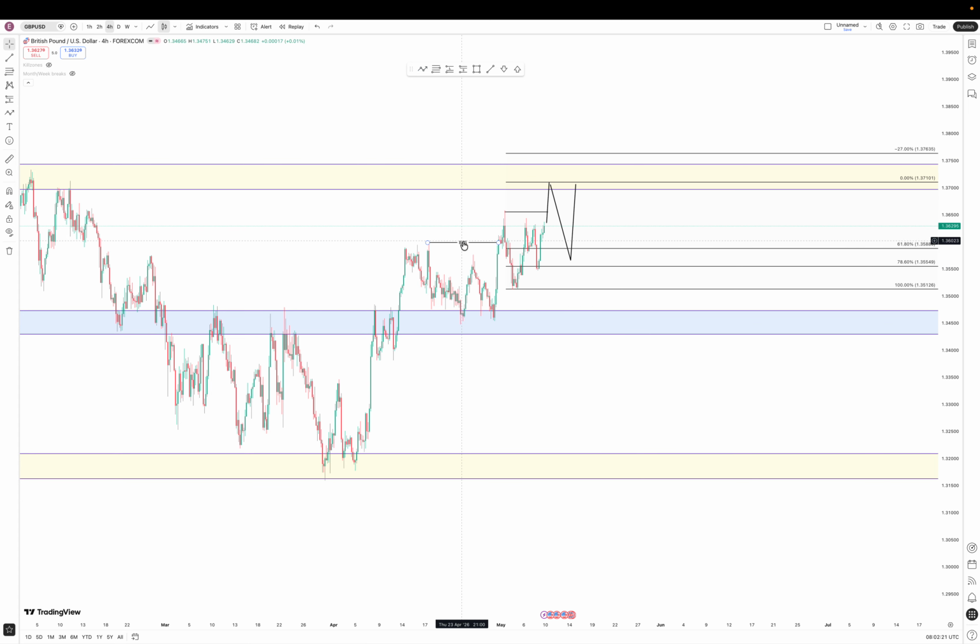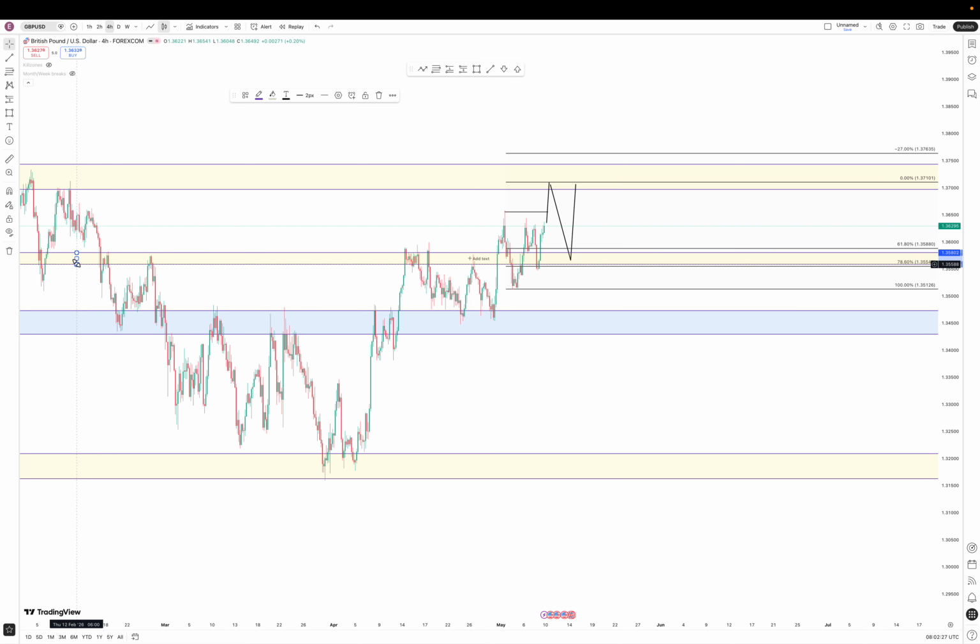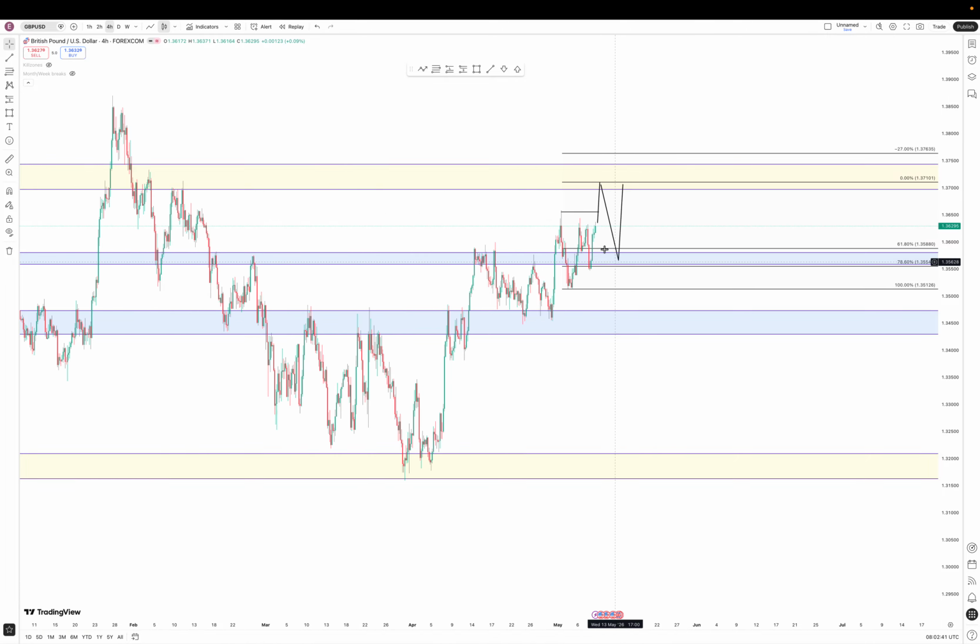So I'm expecting something like this to happen from this zone. This should be my point of interest. This blue bar then should be my point of interest, because there is the last demand zone. So let's see how the market will open this week.